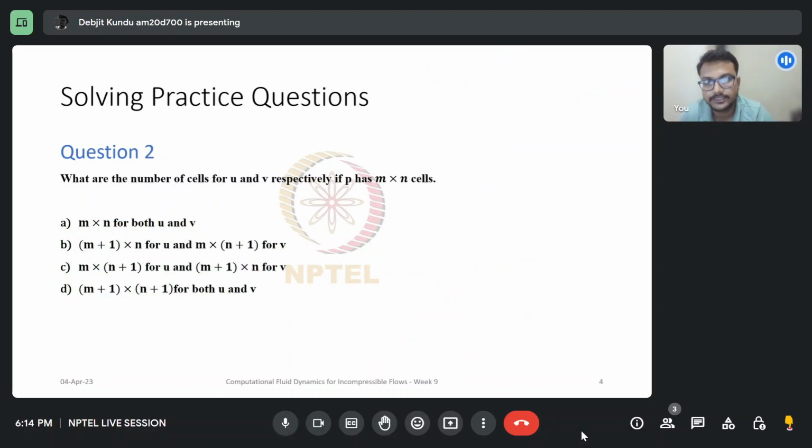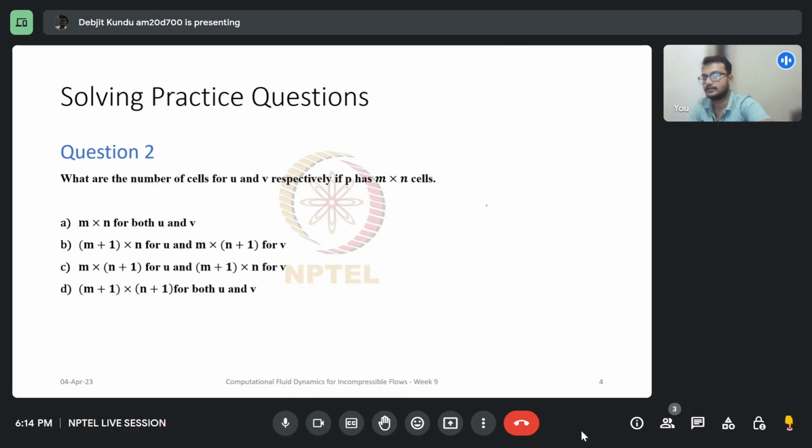So question number 2 is asking us what are the number of cells for U and V respectively if P has M cross N cells. The options given are option A, M cross N for both U and V, option B, M plus 1 cross N for U and M cross N plus 1 for V, and C we have M cross N plus 1 for U and M plus 1 cross N for V, and option D we have M plus 1 cross N plus 1 for both U and V. So which one could it be?